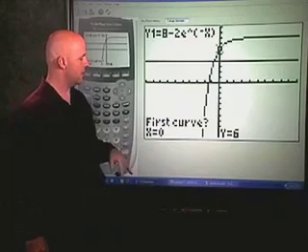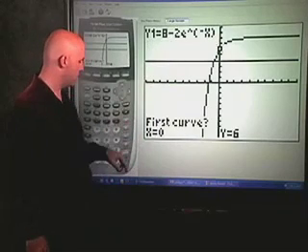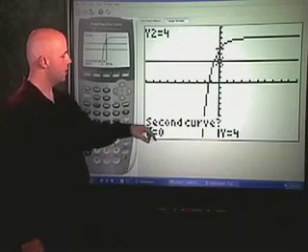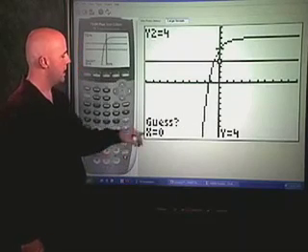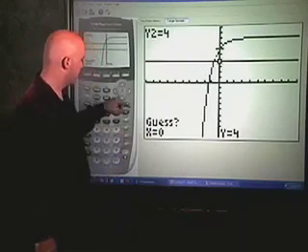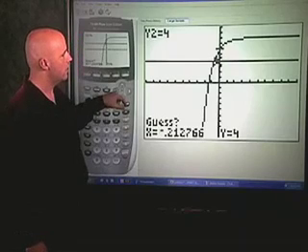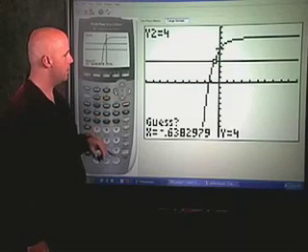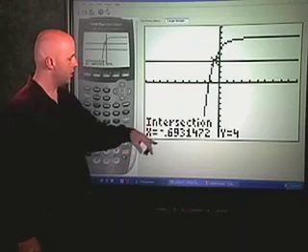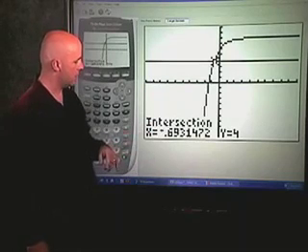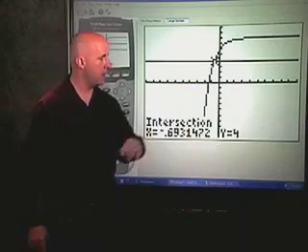We're first asked to select the first curve. We're on y1, so we just hit enter. We need the second curve. We're now on y2, so we just hit enter. And now we need our guess. We're just going to scroll slightly to the left, so we're close to that intersection point. Hit enter. And we see that our intersection point is roughly negative 0.693 for x, and we get our y value of 4.